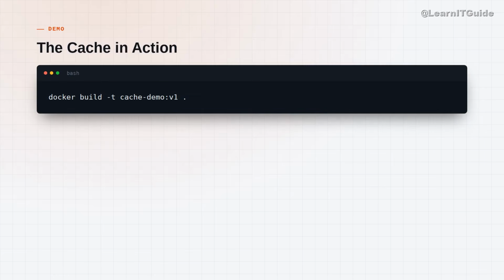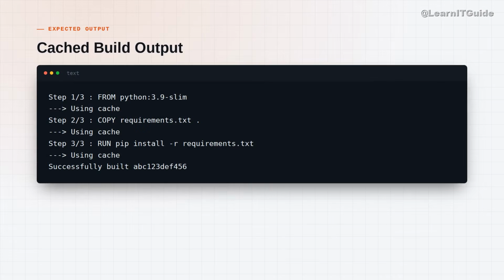Now, let us run that exact same command again without changing anything. Watch the magic happen. Did you see that? Every single line says, using cache. The build finished in less than 1 second. This is because Docker compared the file system state of our project with the previous build and realized nothing had changed. This is the power of the build cache.